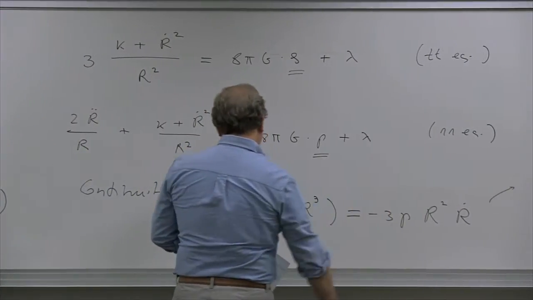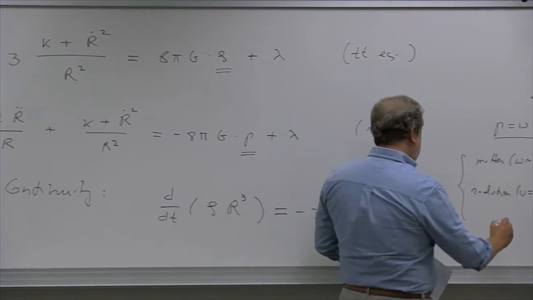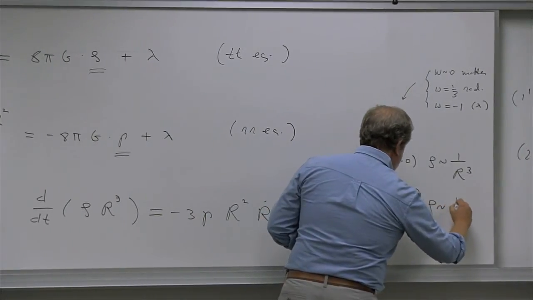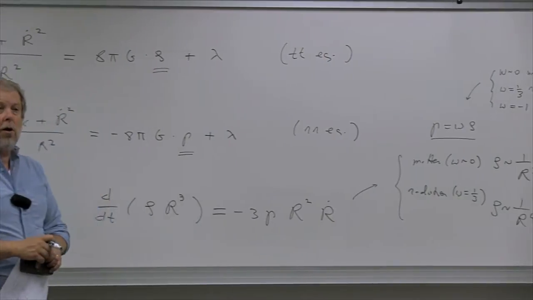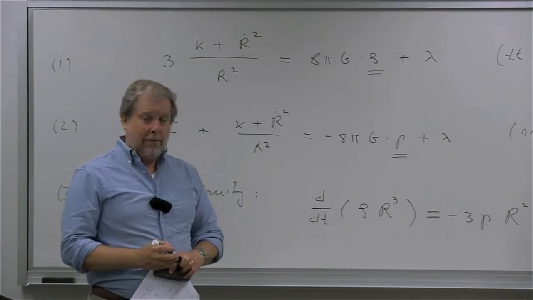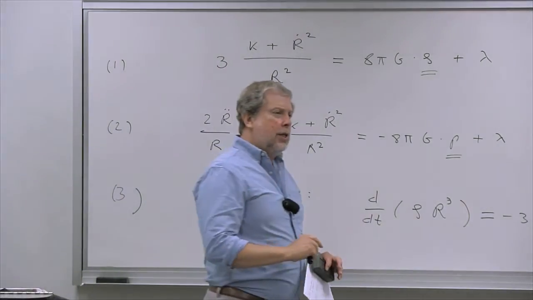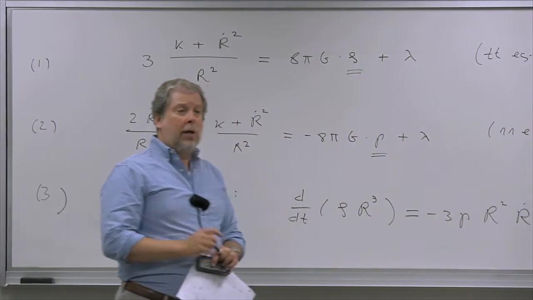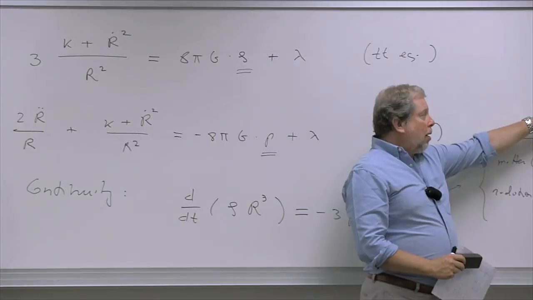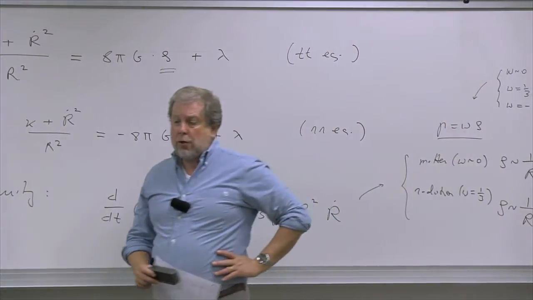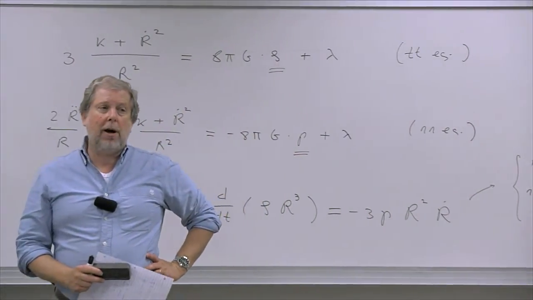And so the 1/3 cancels the 3, and in fact this equation then gives that rho goes like 1 over r to the 4th, right? So the density of radiation goes down a little bit faster as the universe expands than it does in the case of non-relativistic matter. And incidentally, when I talk about radiation, that means any sort of ultra-relativistic particle, right?